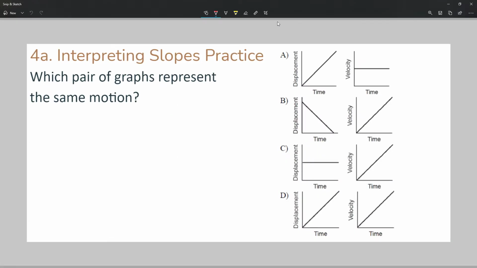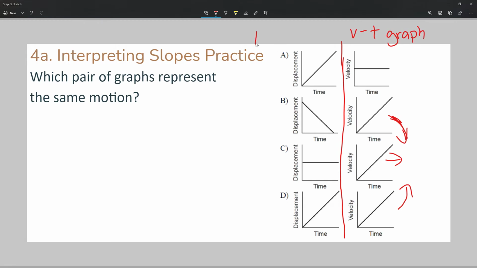So which graphs represent the same motion? Well, this is one of your homework questions. Well, it's not really a homework question, but let's figure it out. Let's take a look at these graphs. The easiest way to go through these problems is to first take a look at what our VT graph is saying. We're always going to take a look at what our VT graph is saying because that's the easier one to tell what's going on. And then from that point on, we have to figure out, does it match our PT graph?